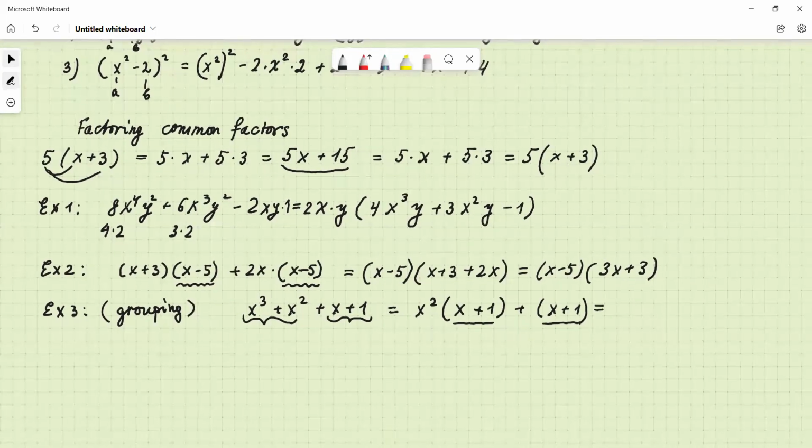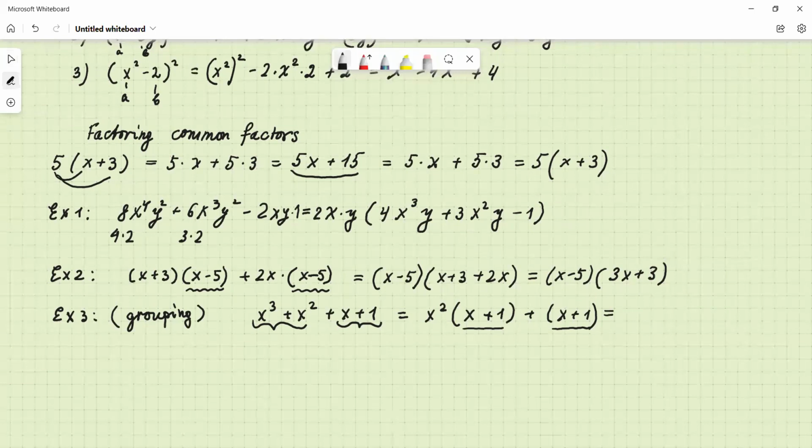Let me move it a little bit this way so we can continue. So that's what I'm going to do. I'm going to write down x plus 1 as a common factor, and x squared from the term number 1 plus 1 from the term number 2. So factoring by grouping is: first you group the terms, and then you factor common factors.